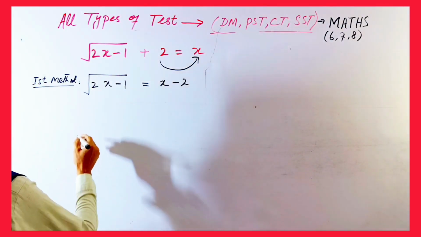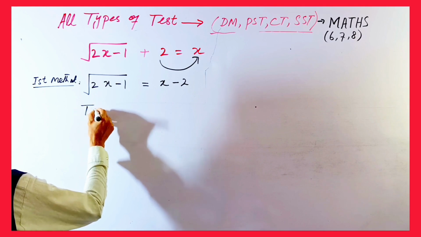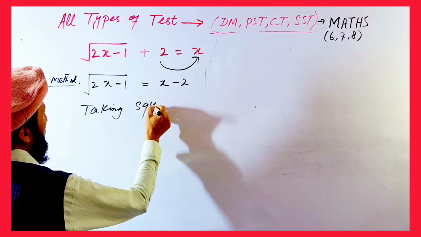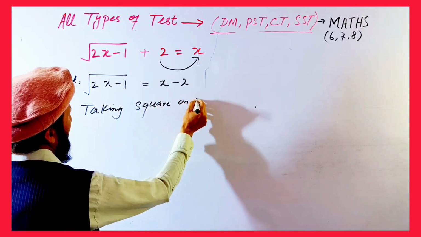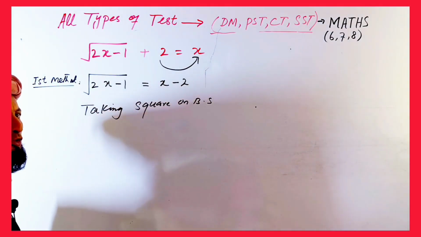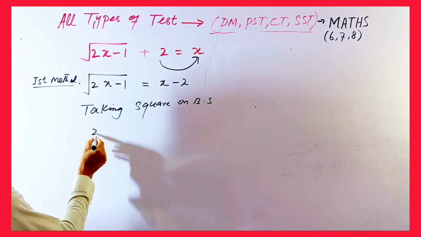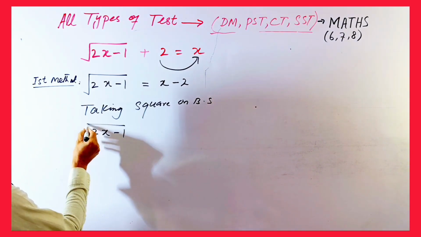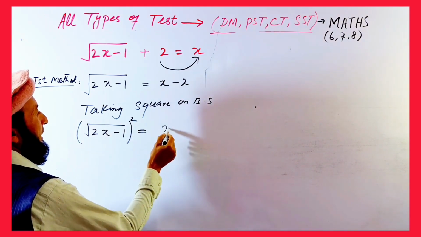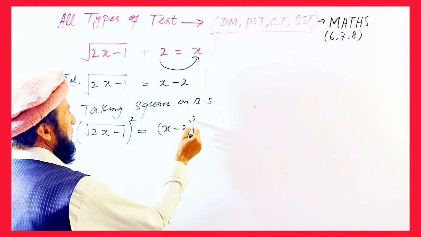Now we are taking the square on both sides. Why are we taking the square? Because we try to finish the square root. So 2x minus 1, whole square, is equal to x minus 2, whole square.